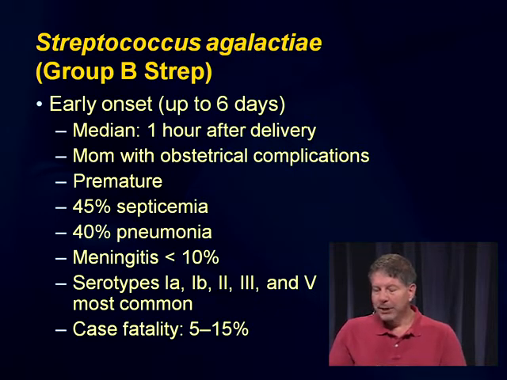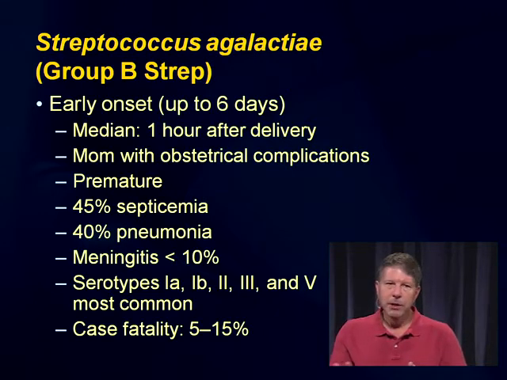And the way it presents, and this is important, this is what they like to hit on, is half of these kids will present with septicemia, the other 40% or so will present with pneumonia. These kids usually do not have meningitis, so this is different. So you need to remember early onset group B strep will present with just a bacteremia or sepsis or pneumonia. That's how it presents.